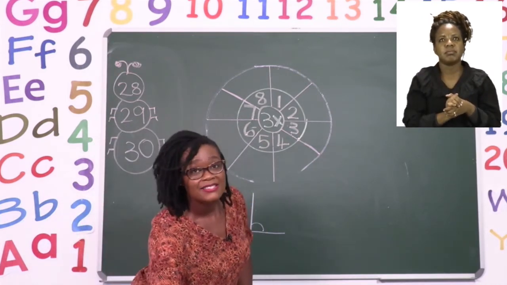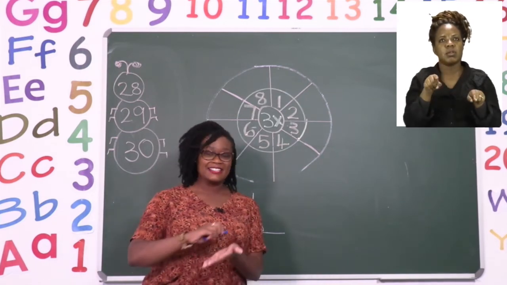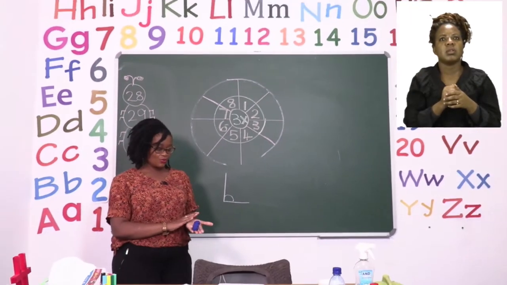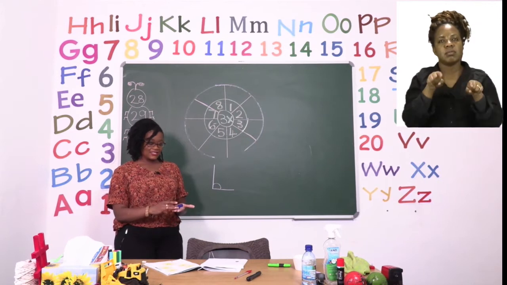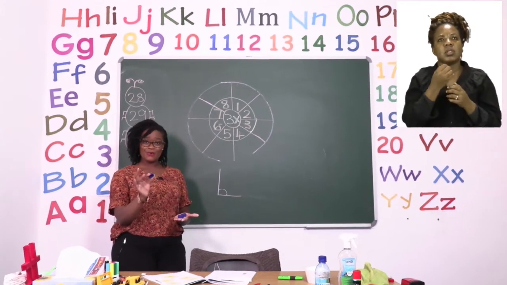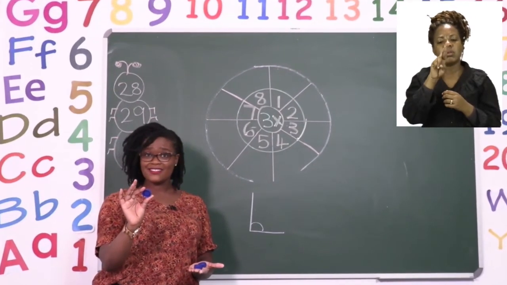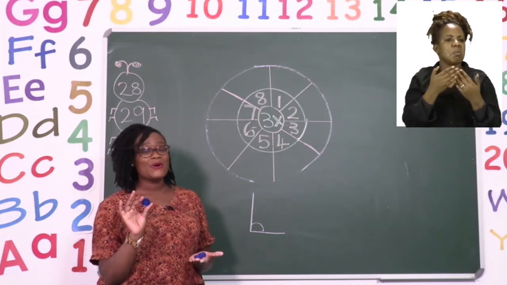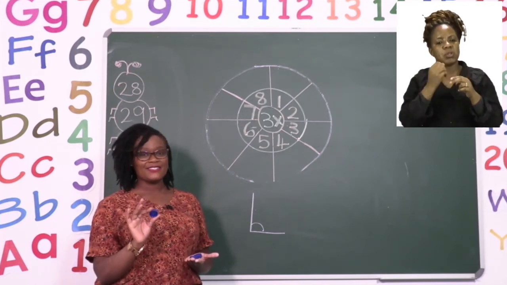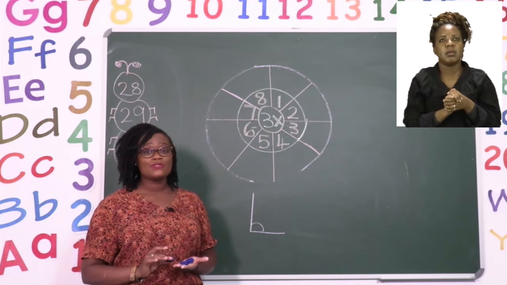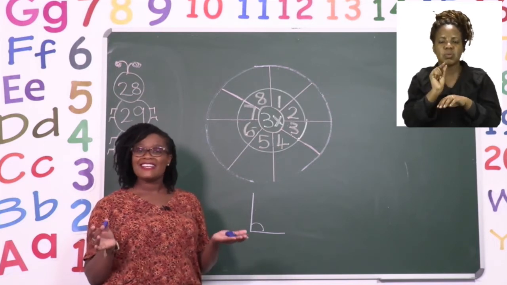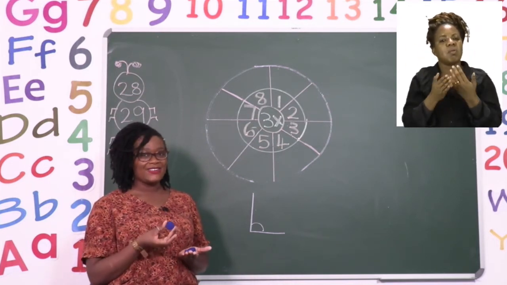Now remember, counters are very important. And in this case, I have 3 counters. You can see that my counters are just normal bottle tops. Nothing special, so you can collect bottle tops at home as well and use them for counters. You can also use stones or your colors or anything that is safe for you to use as a counter.